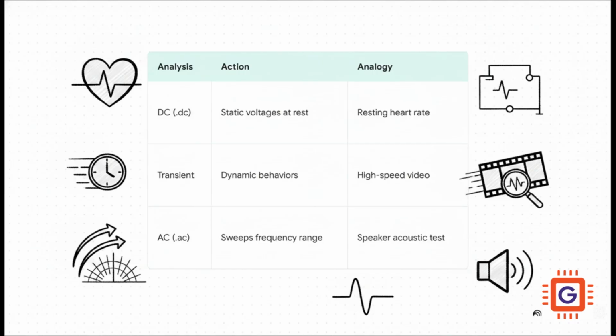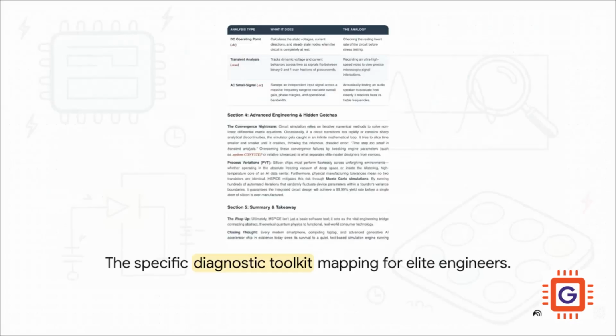And finally, AC small signal, or .AC. The absolute best analogy for AC analysis is acoustically testing a high-end speaker. You want to know exactly how cleanly that speaker hits the deep bass versus the high treble, right? Well, AC analysis sweeps independent input signals across massive frequency ranges to test electrical bandwidth and gain. It ensures your circuit can actually handle the specific signal frequencies it'll face out in the real world.